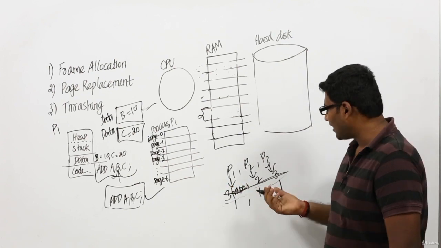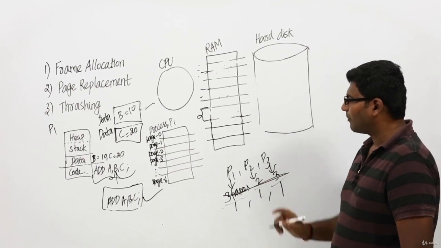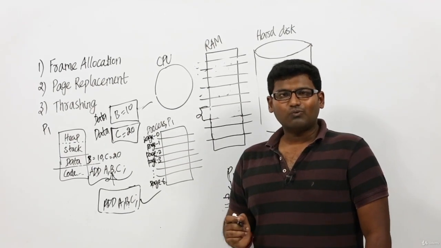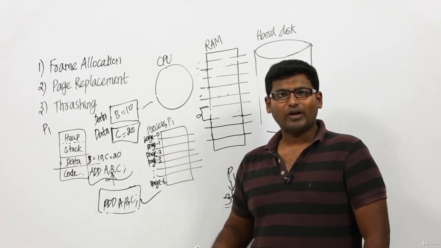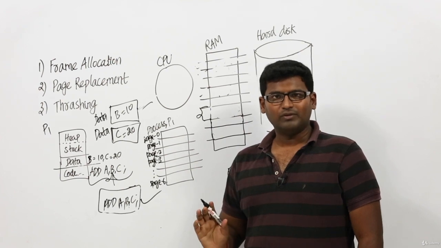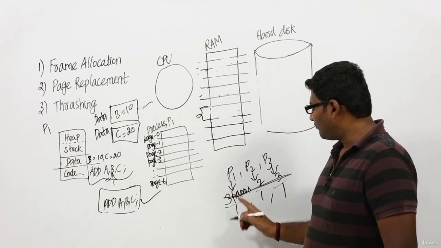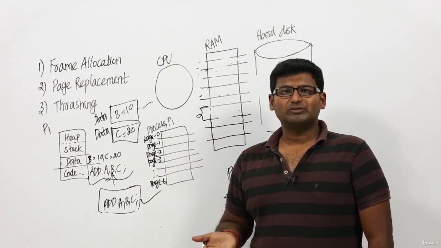Why did this problem happen? Because we allocated only one frame for process P1, right? But with one frame, we cannot execute this instruction. And so I can tell you that with one frame, we cannot execute this process or this program. So for process P1, one frame is not enough. We might have to allocate more frames, right?